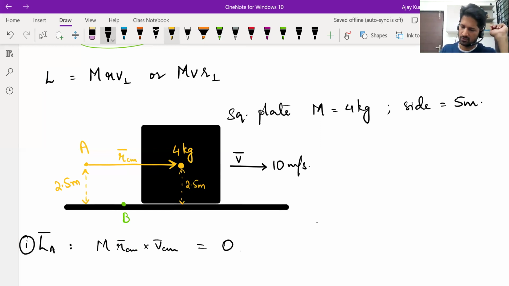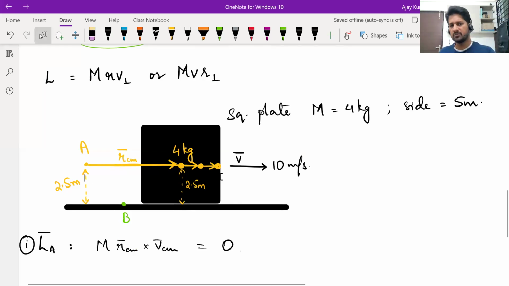And it makes sense also. See, visualize its center of mass moving forward. Next instant or a short while later, it will be somewhere here. Then also the position vector will be in the same direction. Sometime later, it will be here. The position vector will be in the same direction. It's not rotating. The direction is not changing.